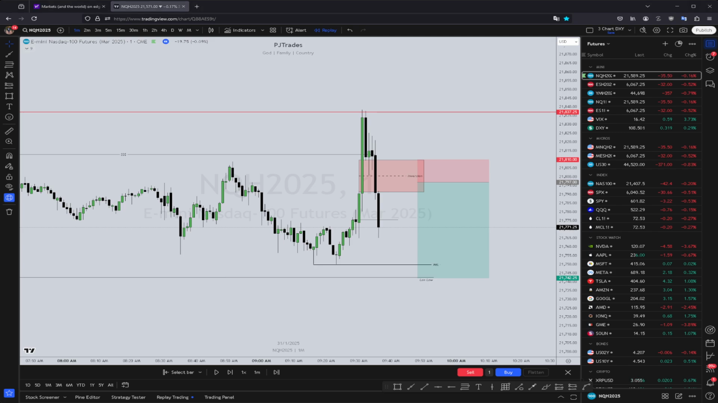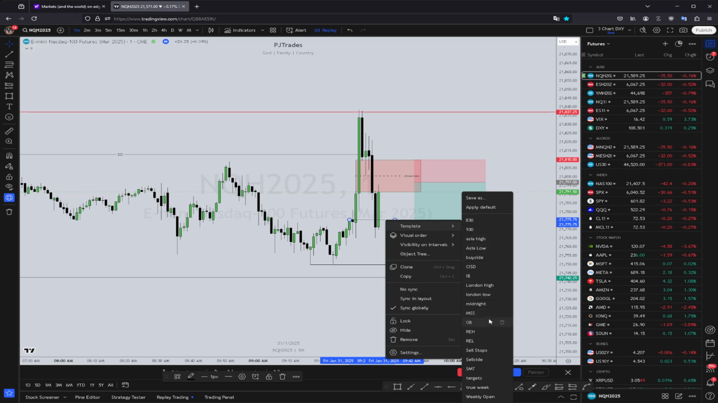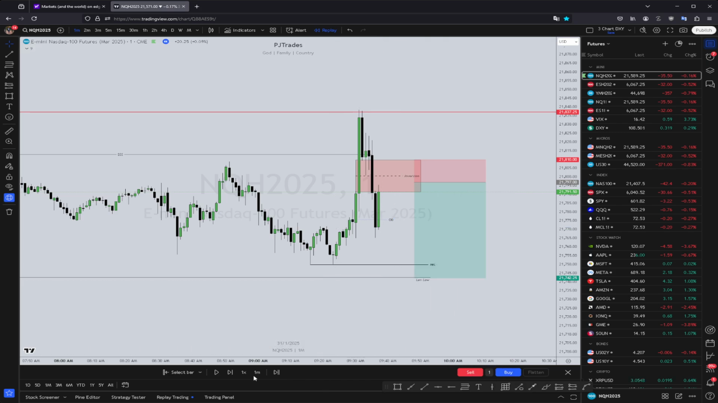And it just doesn't work. Just doesn't work out. We get the displacement, we get the inversion. I've got relative equal lows and London lows, clean draw on liquidity down there. Market, really no rhyme or reason, bounces off this little order block in here. I don't know if you guys can see it. It's like a 1 minute order block here.